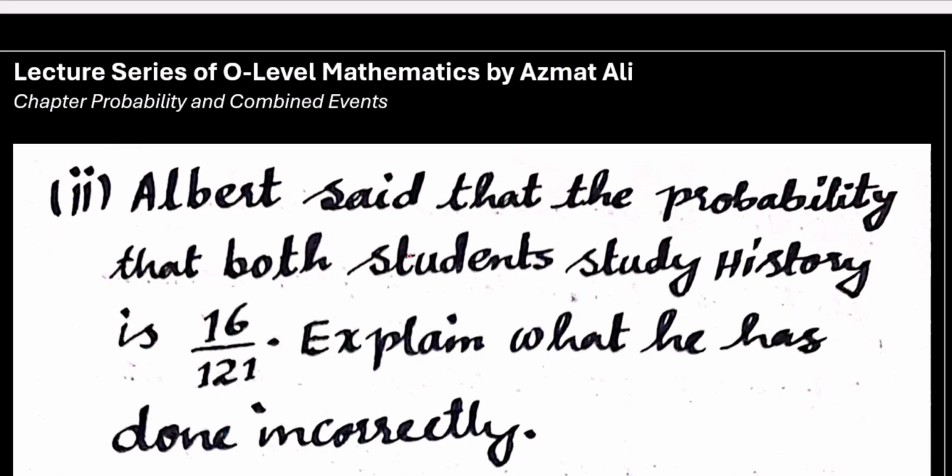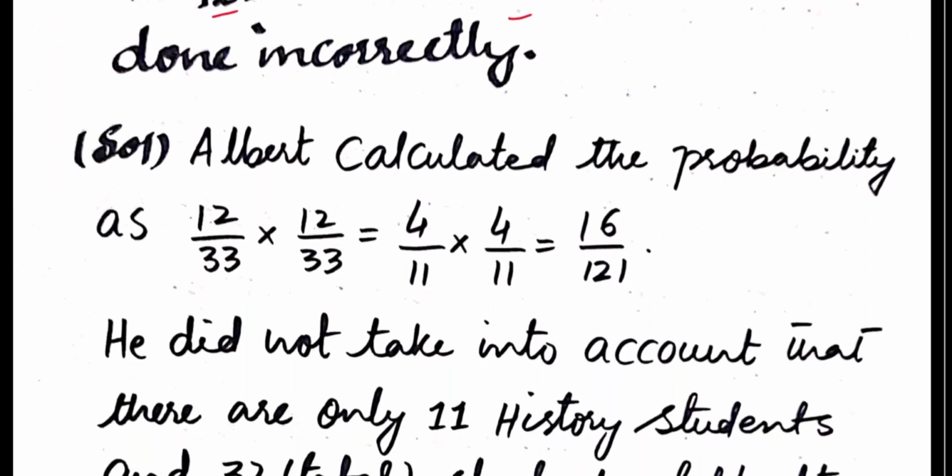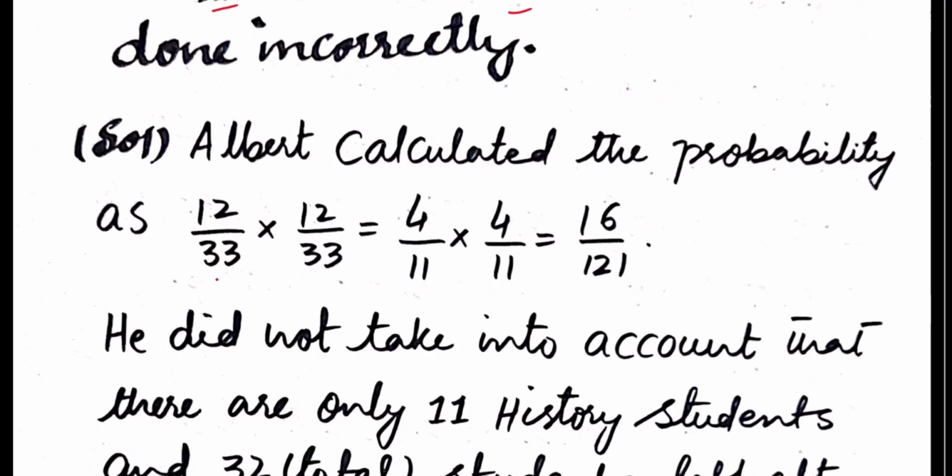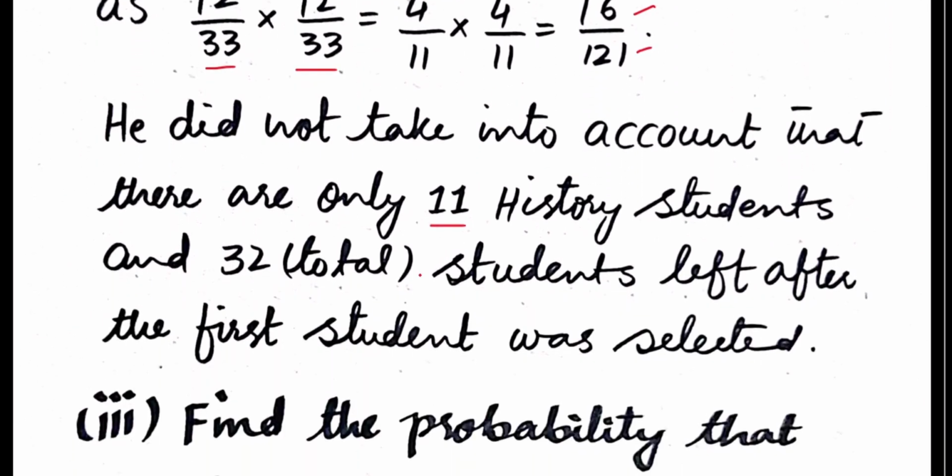Albert said that the probability that both students study history is 16 over 121. Explain what he has done incorrectly. Albert actually calculated the probability by taking the product 12 over 33 into 12 over 33, which gives 16 over 121. The mistake that he is doing, he did not take into account that there are only 11 history students and 32 total students left after the first student was selected.